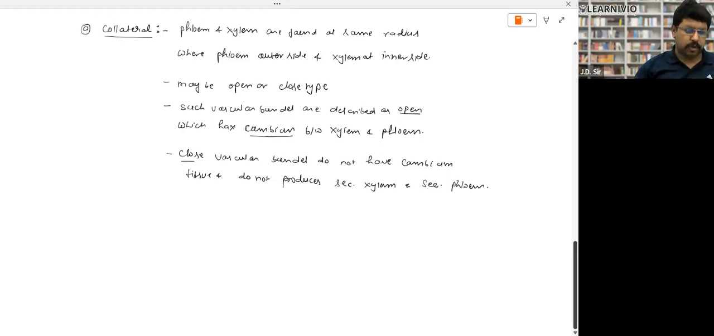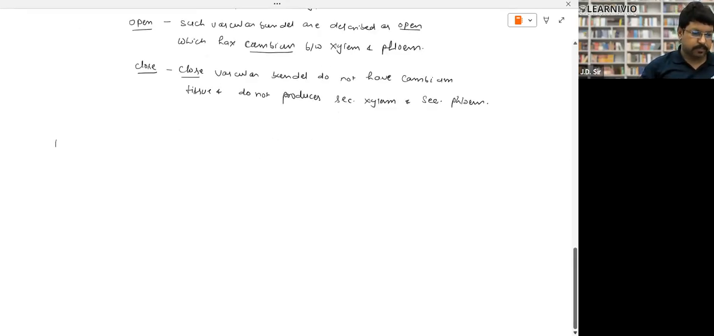So open vascular bundle, closed vascular bundle. They are open type and they are closed type vascular bundles. Right? After the collateral, there is the bicollateral vascular bundle. Right? So next is bicollateral. B. Bicollateral.